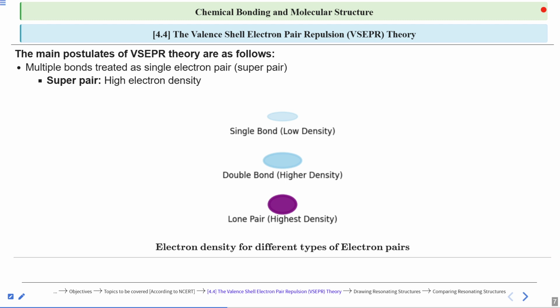So this is very important to note down here, that your charge density is increasing from single bond to double bond and from double bond to the lone pair. But in our discussion today, I will be focusing only on the repulsion between the lone pair and the bonded pair. So let us try to give an order to the same.